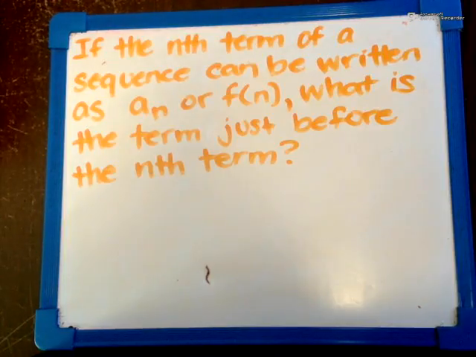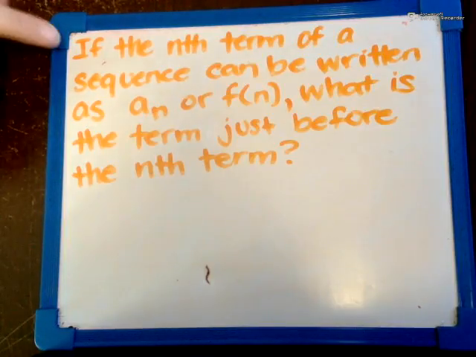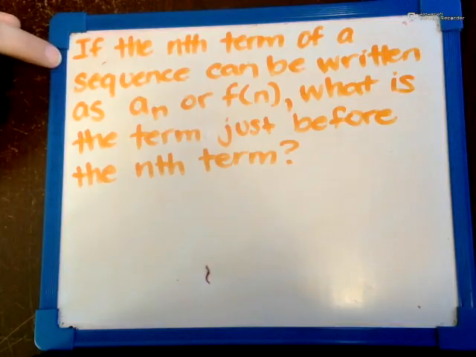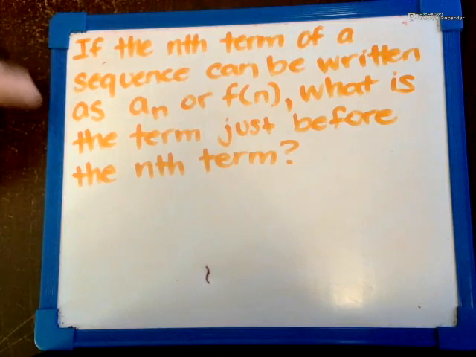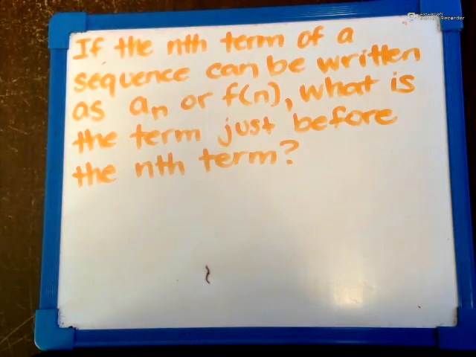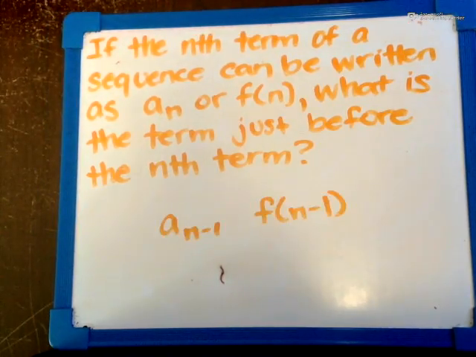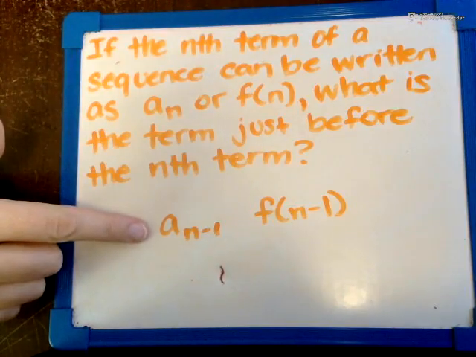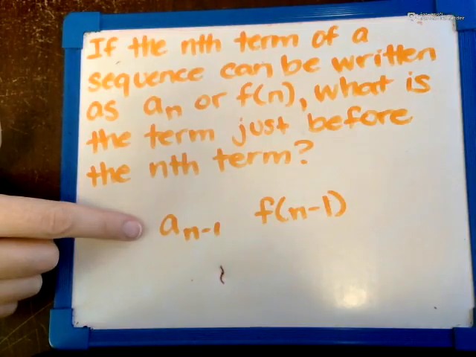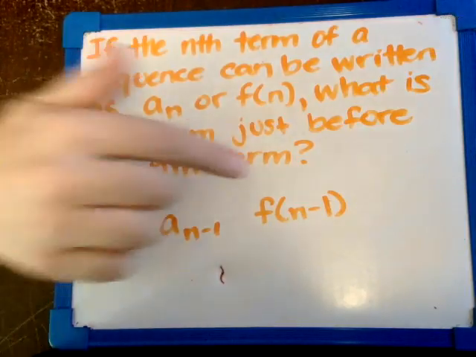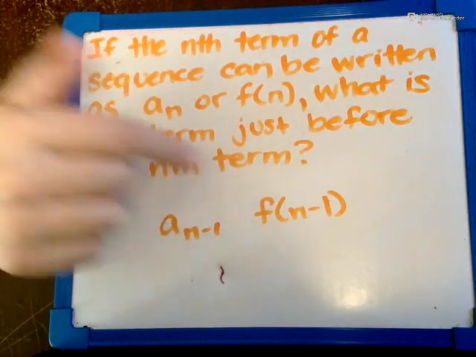But what if we have even less information than that? If the nth term of a sequence can be written as a sub n or f of n, what is the term just before the nth term? We're going to have to treat the variable as a variable because we don't know what the number is. The answer is either a sub n minus 1 because we don't know what n is, or f of n minus 1.